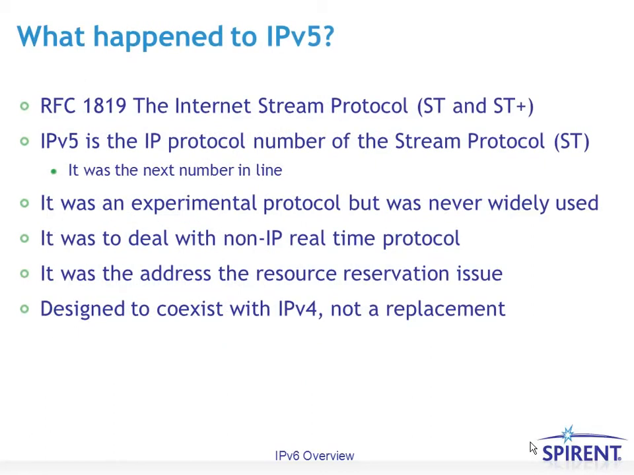You might ask, though, what happened to IPv5? There is an RFC that defined IPv5, RFC 1819, the Internet Streaming Protocol. It actually isn't an IP protocol, but they were thinking about using it in conjunction with IP, so they just took the number 5, which was the next protocol in line after IPv4, of course, but it was never really used.